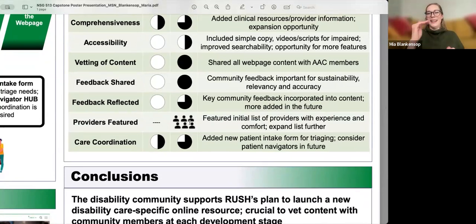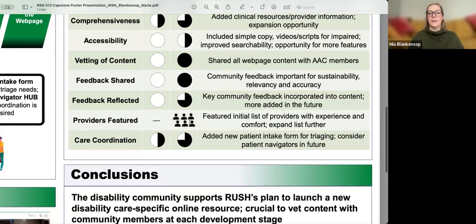I was going through and researching providers and watching all of their videos, but I know we have lots of great providers at Rush that we can add on. So that would be a great spot for growing this webpage.